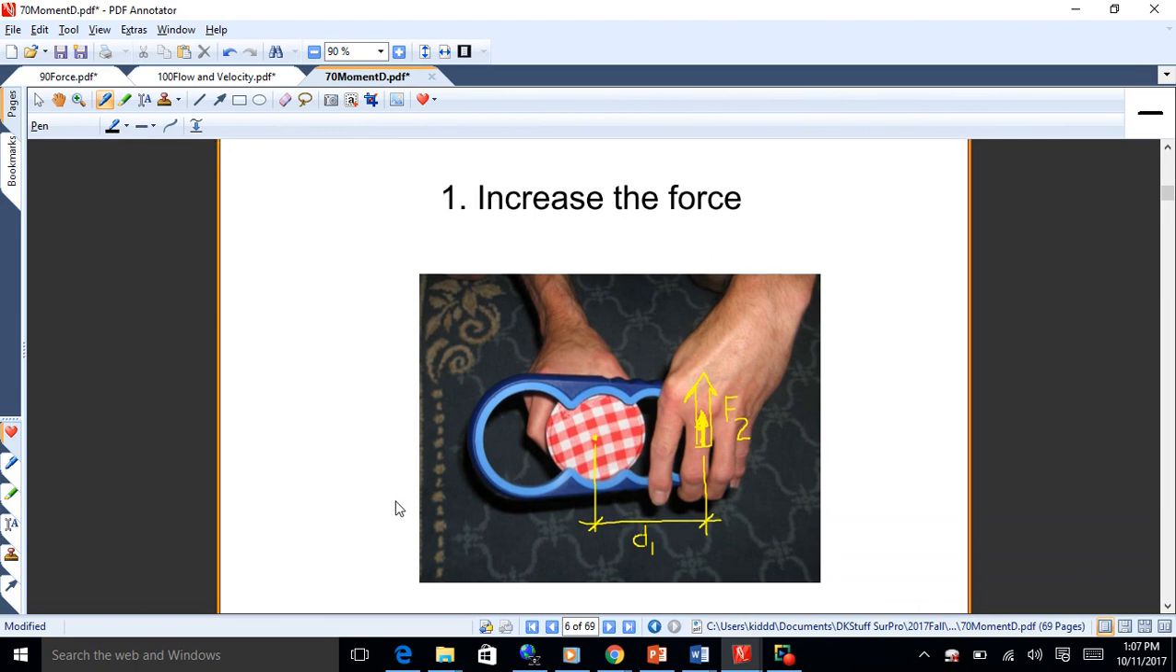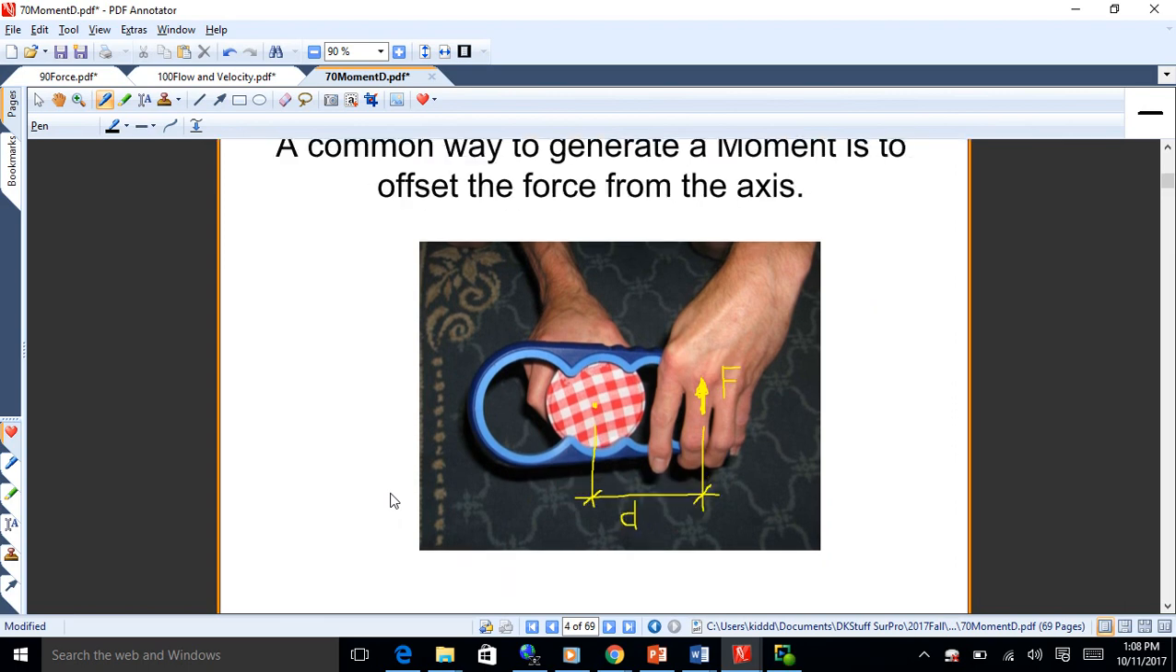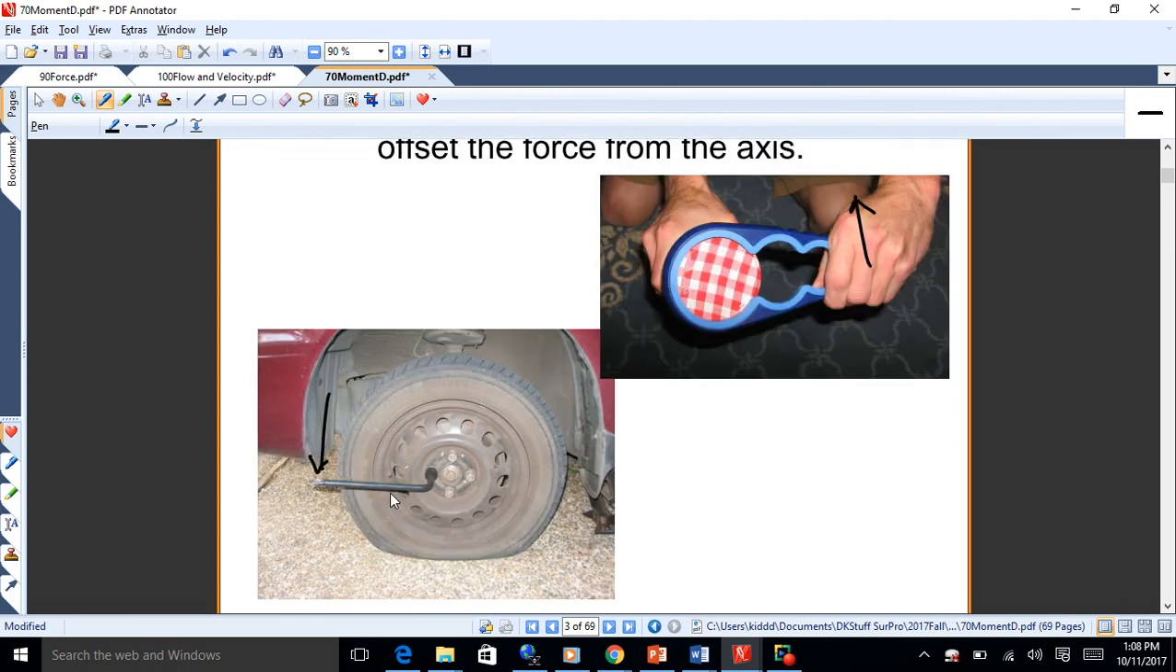But the other way, probably more common or a way that people think about, is also to increase the distance. This device here actually does that. It gets a force at a big offset distance to get that moment to open the lid. You can get cheater bars for wrenches that'll help you turn bolts if they're frozen. So a cheater bar just extends the length of the wrench. So you'd have a bar like so that comes out and allows you to push further out, okay?